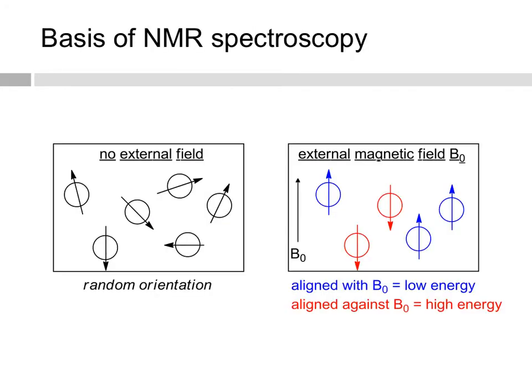We talked about the basis of NMR spectroscopy, and we said that it depends on nuclear spin, and spinning nuclei create their own magnetic field. In the absence of any external field, all these nuclei are randomly oriented. Now, if we apply an external magnetic field, and we assign that as B0, the nuclei have the choice of aligning with the field, and that would be a low energy state, or aligning against the field, and that would be a high energy state.